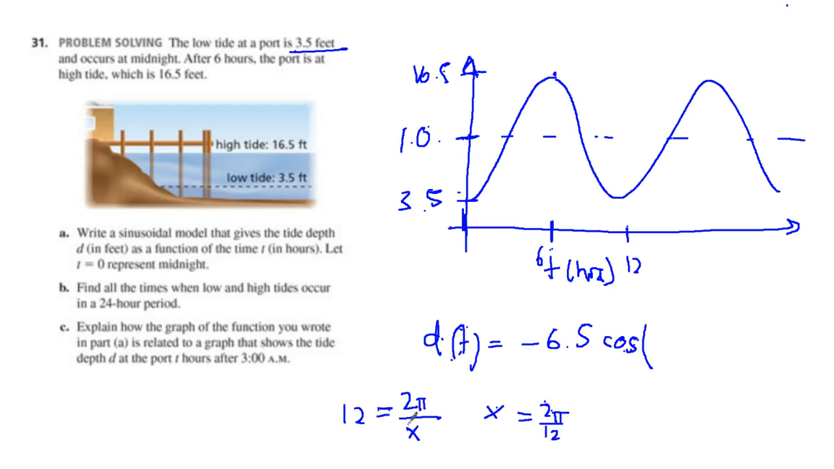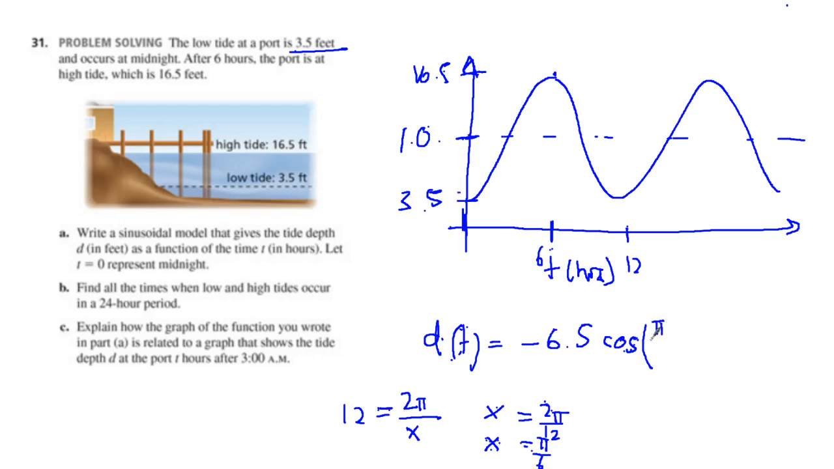You multiply the x on both sides, you divide by 12 on both sides, and then x is equal to pi over 6. So you can actually just do 2 pi over whatever and figure out the period the same way that you would figure it out from the graph. So x is equal to pi over 6. So we have our pi over 6, and then we have our t.